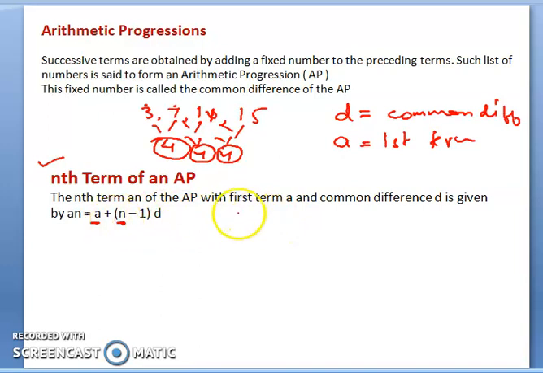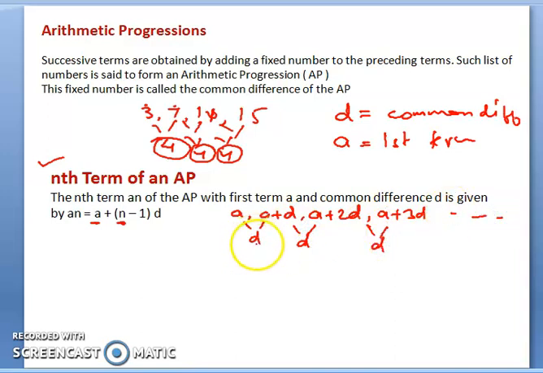Now how can we find this? Suppose I write a plus D as the second term. Why? Because the common difference is D. Now a plus 2D, a plus 3D, like this. So what is the difference? In this case this is D, in this case this is D, in this case this is D, and so on. So the common difference is D.